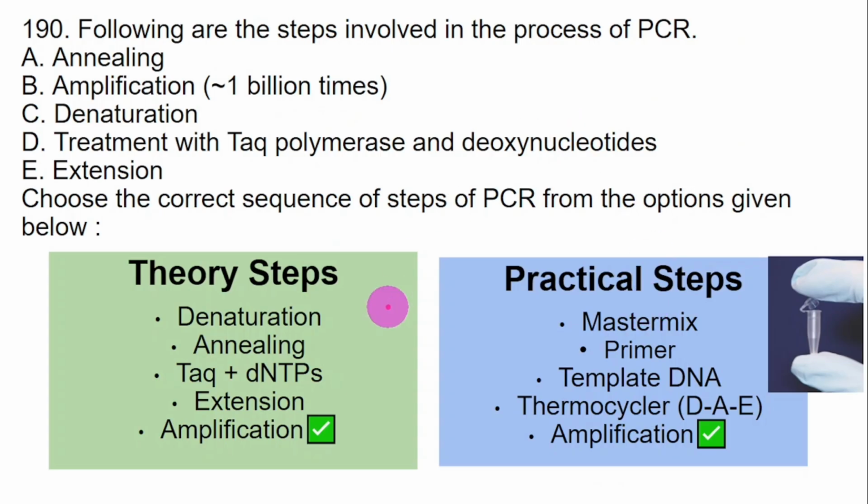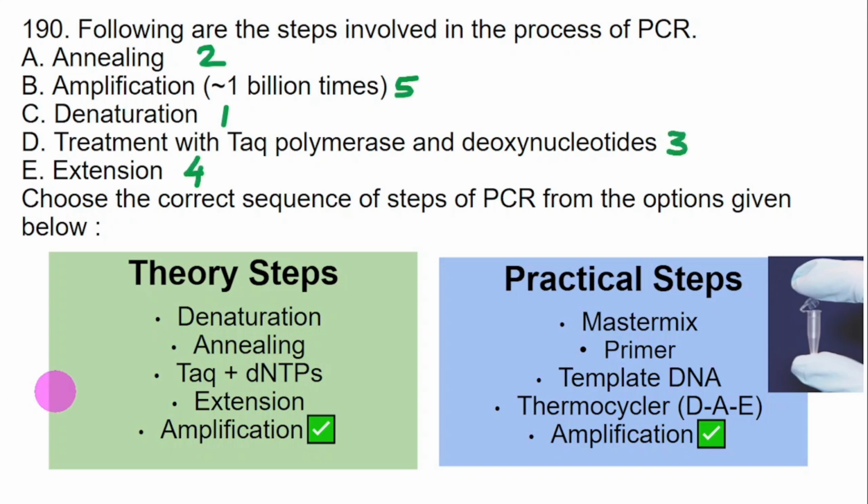Now this is an important point which I want to highlight here. If you go by what is given in the NCERT textbook, your answer will be: step number 1 is denaturation, then step number 2 is annealing, step number 3 is this, and 4 is this.